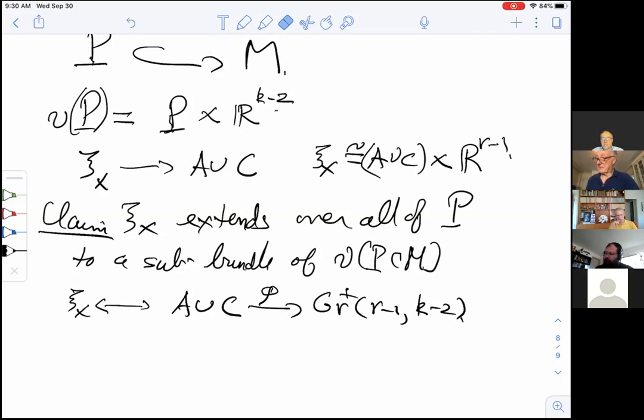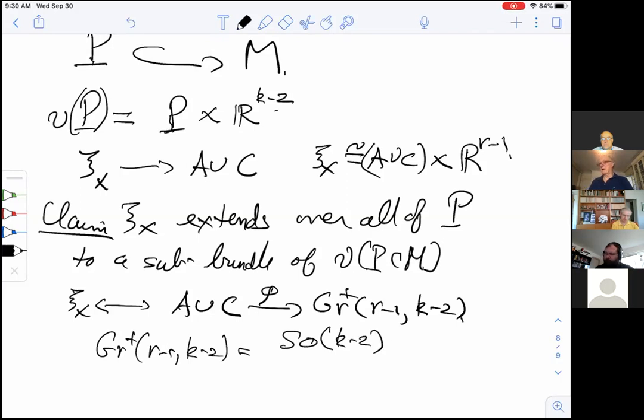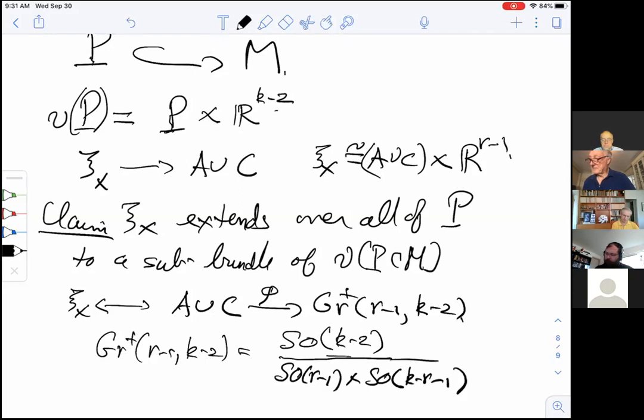But we know the homotopy type of this Grassmannian. The Grassmannian of oriented planes is simply the orthogonal group of the ambient space, because any plane can be pushed by the ambient orthogonal group to the standard plane. And then we have to worry about what subgroup of the orthogonal group fixes the standard plane. That's SO(R minus 1) cross SO of the complementary dimension, K minus R minus 1. Okay.